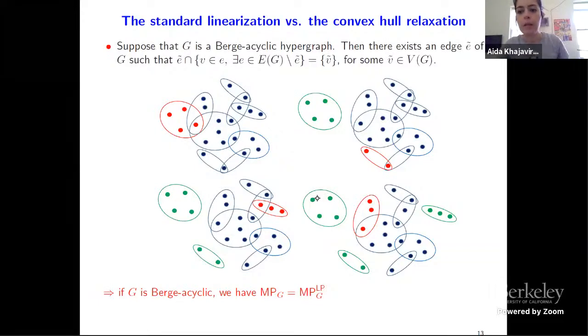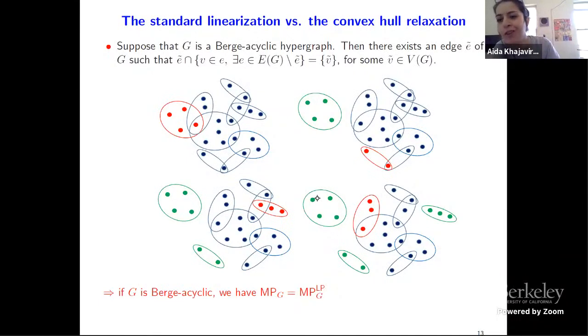Sorry about this. Okay, so now suppose that I have a Berge acyclic hypergraph. I want to show that the standard linearization is the multilinear polytope in this case. So now I will use that decomposition technique. Okay, so the first step is I'm relying on very good memory of you.